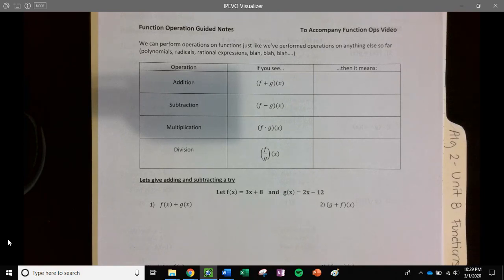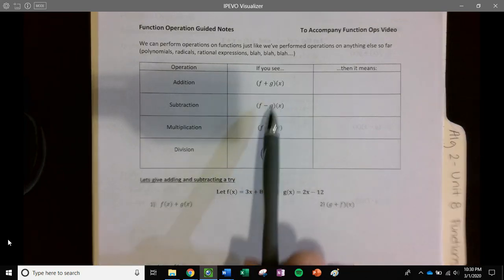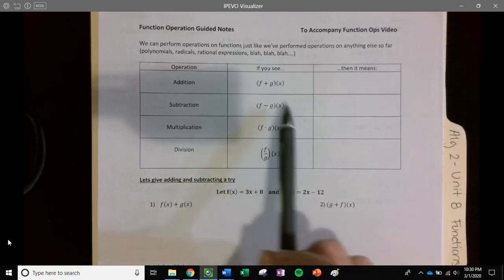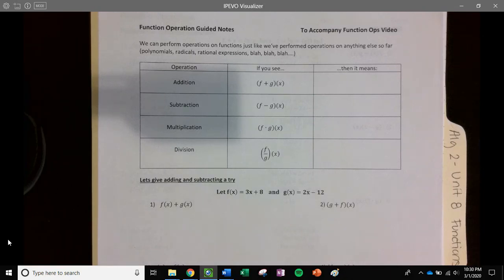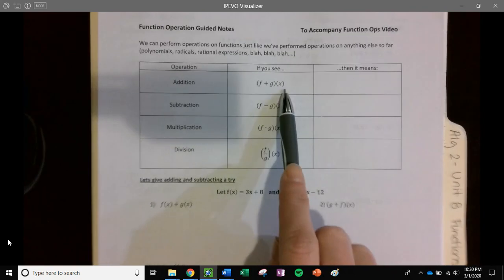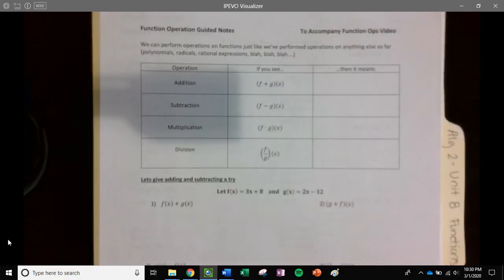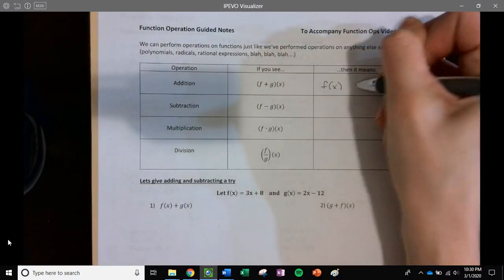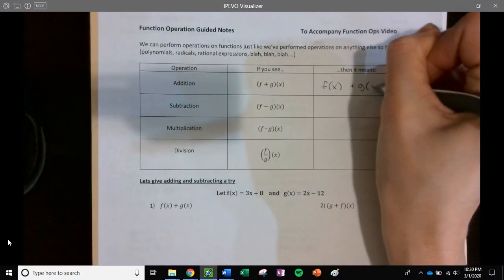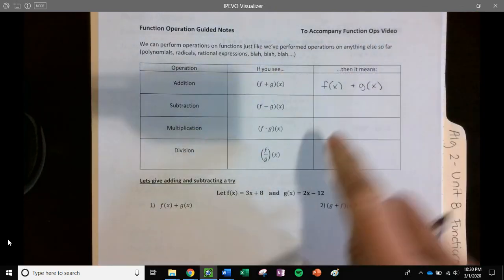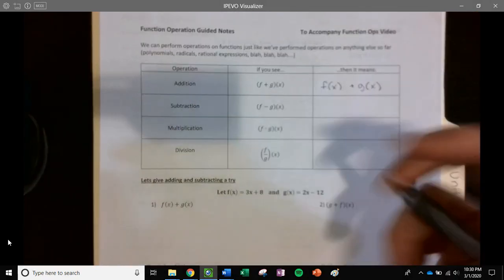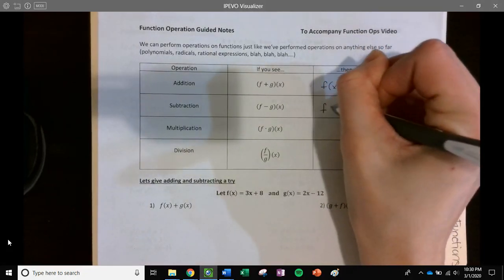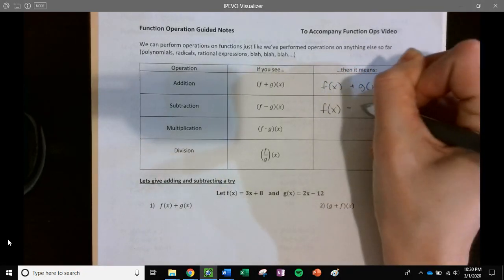You will often see some notation like these, and you need to know what that means before you can actually perform the operation. So if you see (f + g)(x), obviously we're dealing with addition. What that means is that you are being asked to add together the two functions, f(x) plus g(x). Same thing with subtraction. If you see (f - g)(x), you're being asked to subtract f(x) minus g(x).